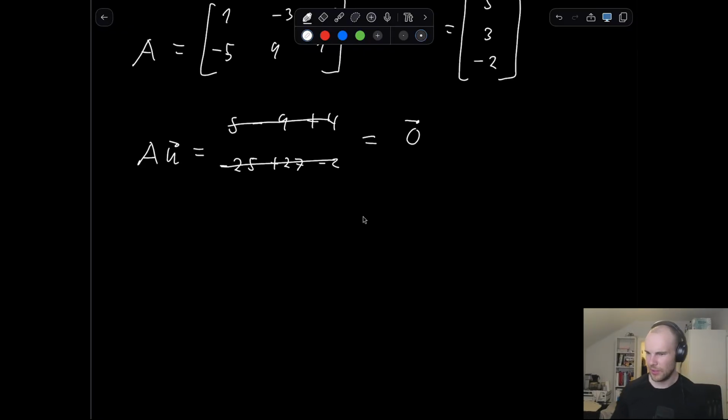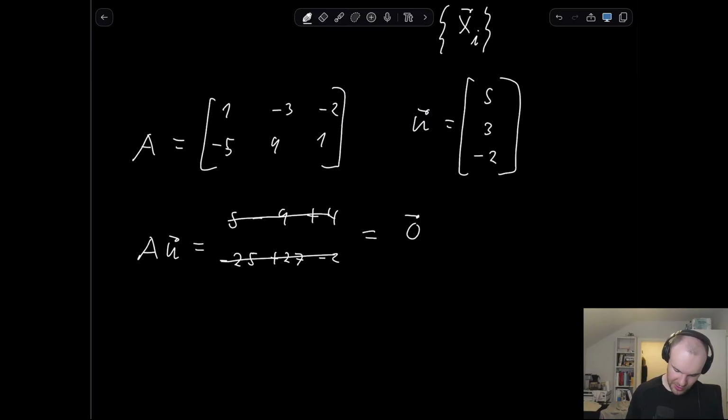What is the next thing I have written here? Yeah, we need the theorem, which states that the null space is a subspace, and not just any subspace.